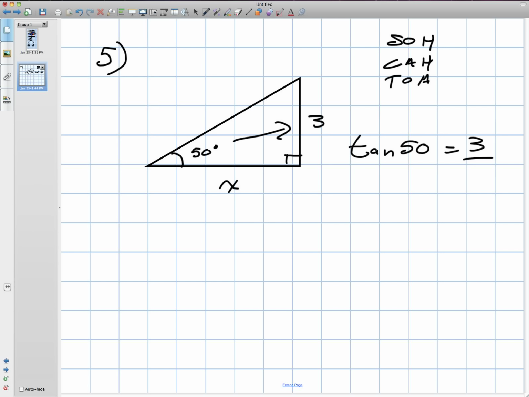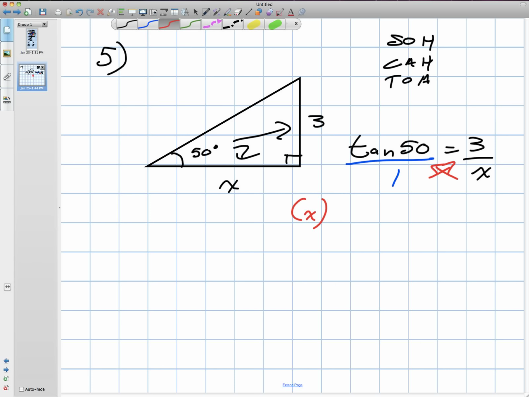Tangent 50 is equal to the opposite side, which is 3. The side we're looking for is our adjacent side, so the x goes on the bottom. Now, a lot of you guys are getting confused here. You can think of it like sine law again, where this is technically over the number 1. Okay? What would we do in sine law at this point? Does anyone remember? We'd cross multiply at this point. So let's say we were to cross multiply here.